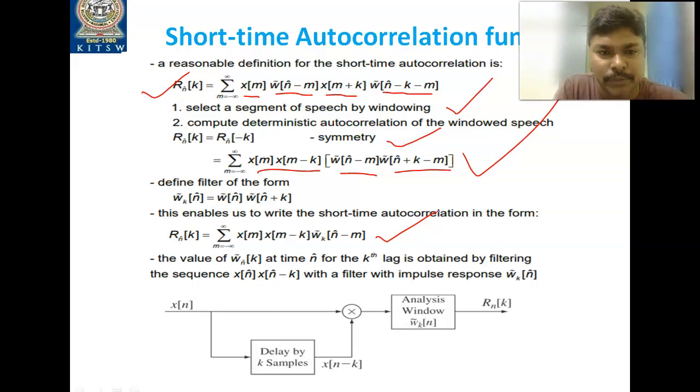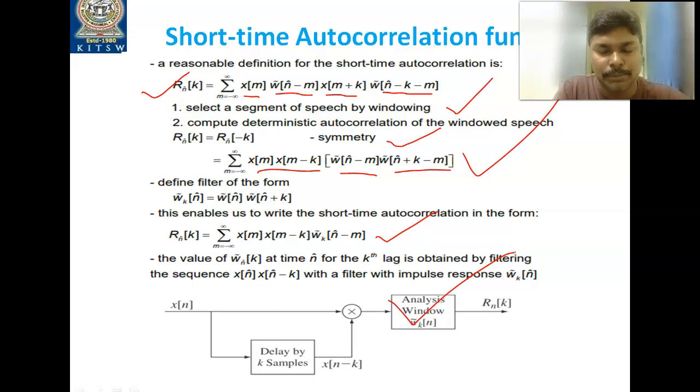That's all. Because we define the filter of the form w_k as a multiplication of w of n into w of n plus k, the way we have already seen for the autocorrelation function, the windowing technique is taken with that expression, so that you have the Rn of k like this. So the value of Rn of k at time n for the kth lag is obtained by filtering the sequence x of n times x of n minus k with the filter with the impulse response w_k. And you can also observe from this slide the block diagram.